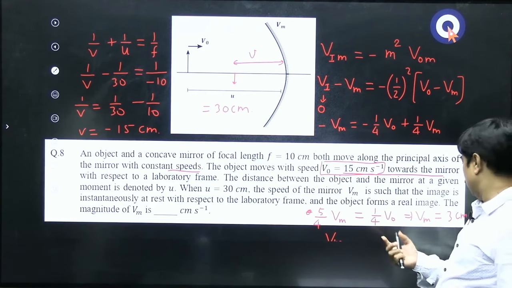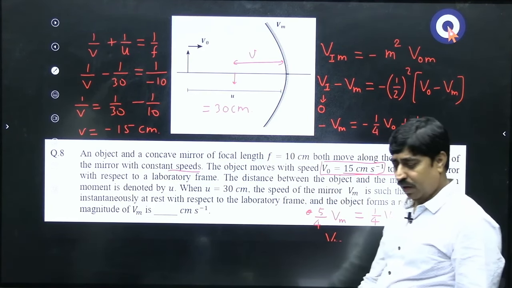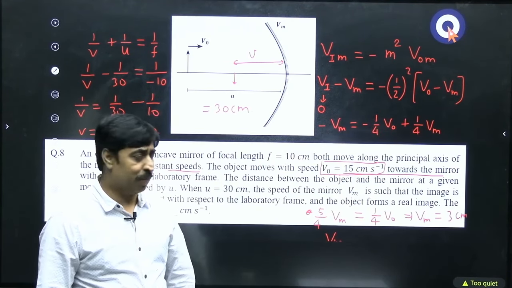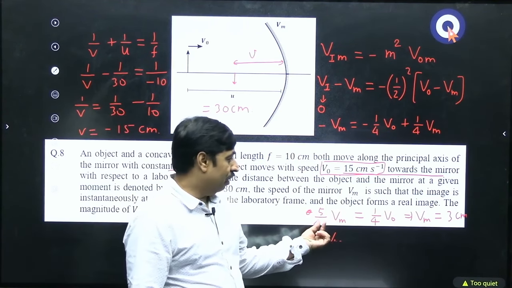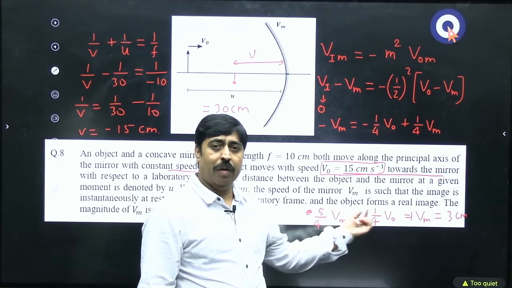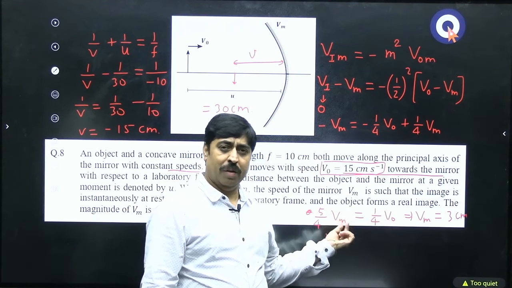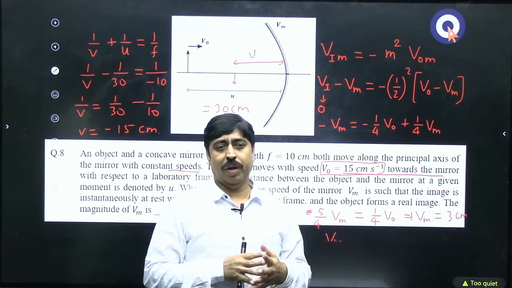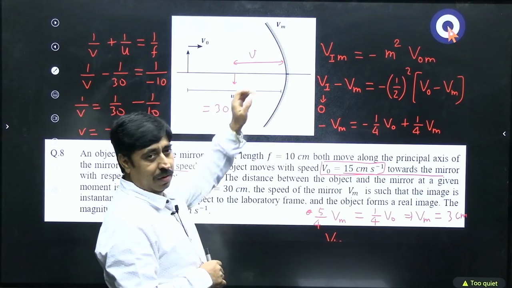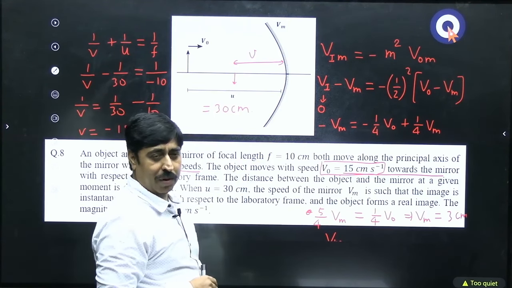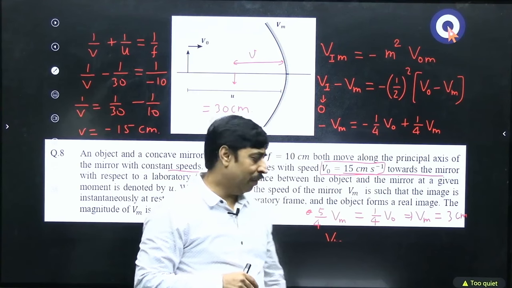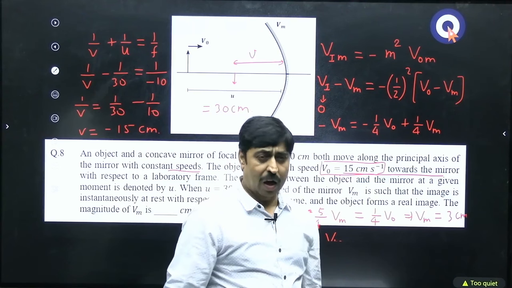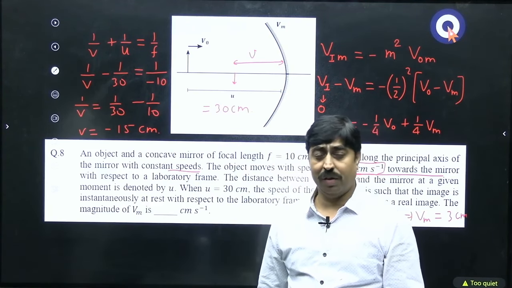And in fact, 3 centimeter per second, 3 centimeter per second. Those of you who have really solved this kind of question must know that when I say Vm and Vo, Vo velocity of object, Vm velocity of mirror, both having the same sign means they are moving in the same direction. So, if the object is moving towards right in this diagram, the mirror must also be moving towards right, and the velocity of mirror is 3 centimeter per second. So, this is how easy this particular question is.